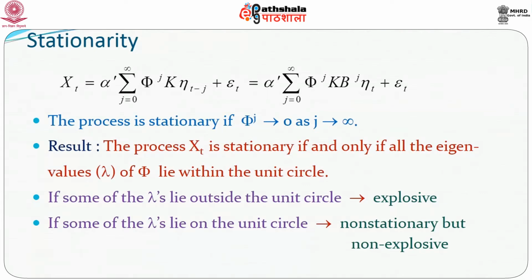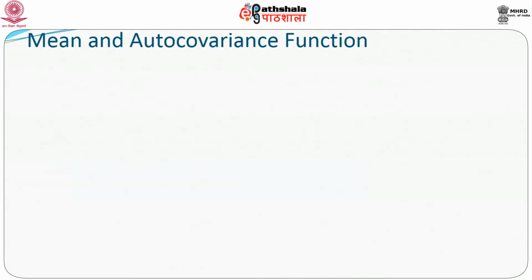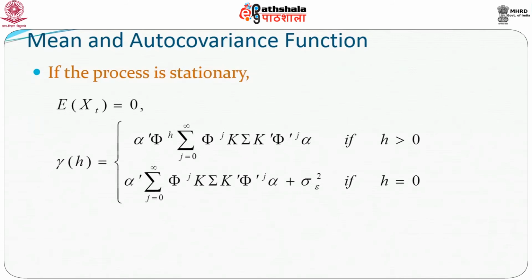Next, let us look at the mean and autocovariance function of the process. Of course, we will be looking at the mean and autocovariance function only if the process is stationary. So, assume that the process is stationary. In any condition, expectation of xt is going to be 0, because if we look at the last representation where we represented xt in terms of the eta t's and the epsilon t's, eta t and epsilon t each have expectation 0, and hence expectation of xt is equal to 0.